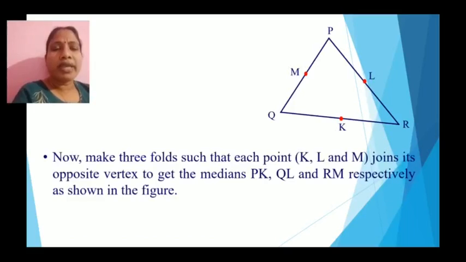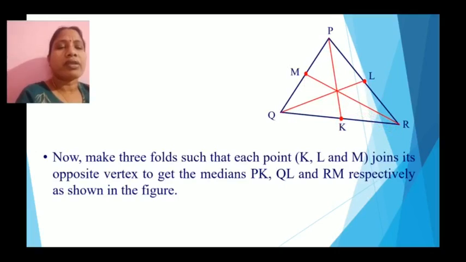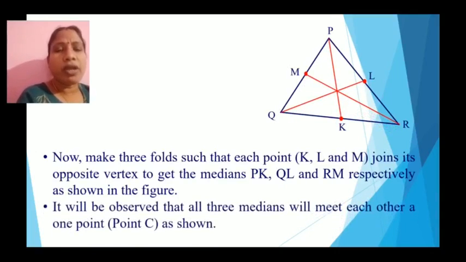Now make three folds such that each point K, L and M joins its opposite vertex to get the medians PK, QL and RM respectively. These are the three medians of a triangle. It will be observed that all the three medians meet each other at a point, and here C is that point.